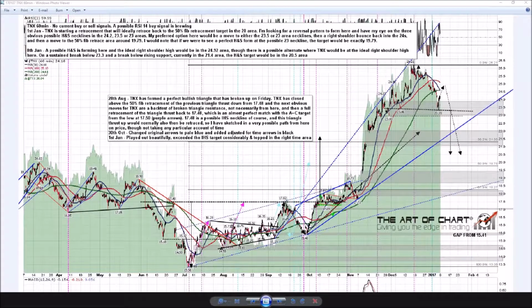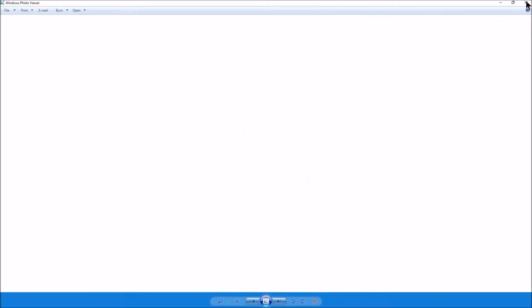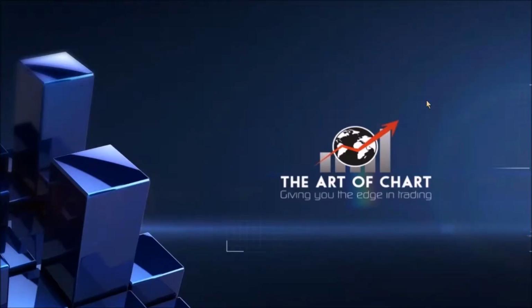Are we ready for trending patterns, Jack? Wedges? I think we are. Okay. Shall I go straight into that? Yeah, please. Right. Okay. Let's have a look.